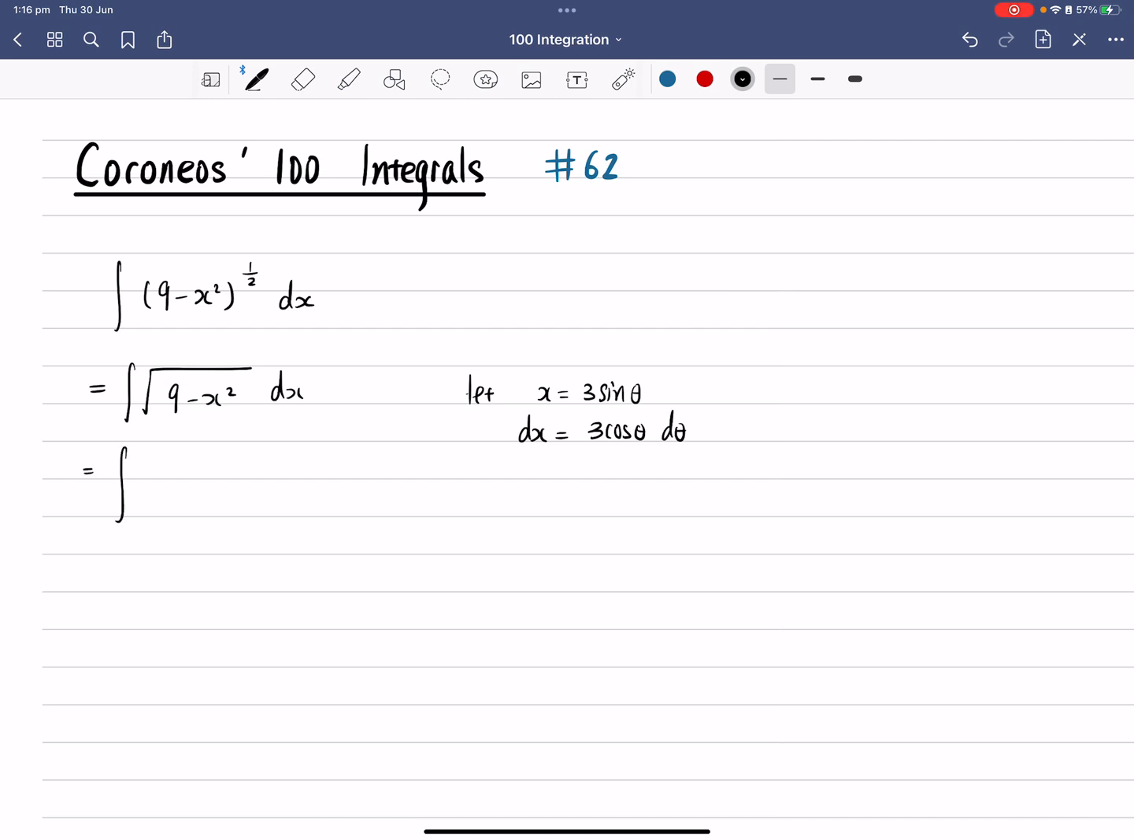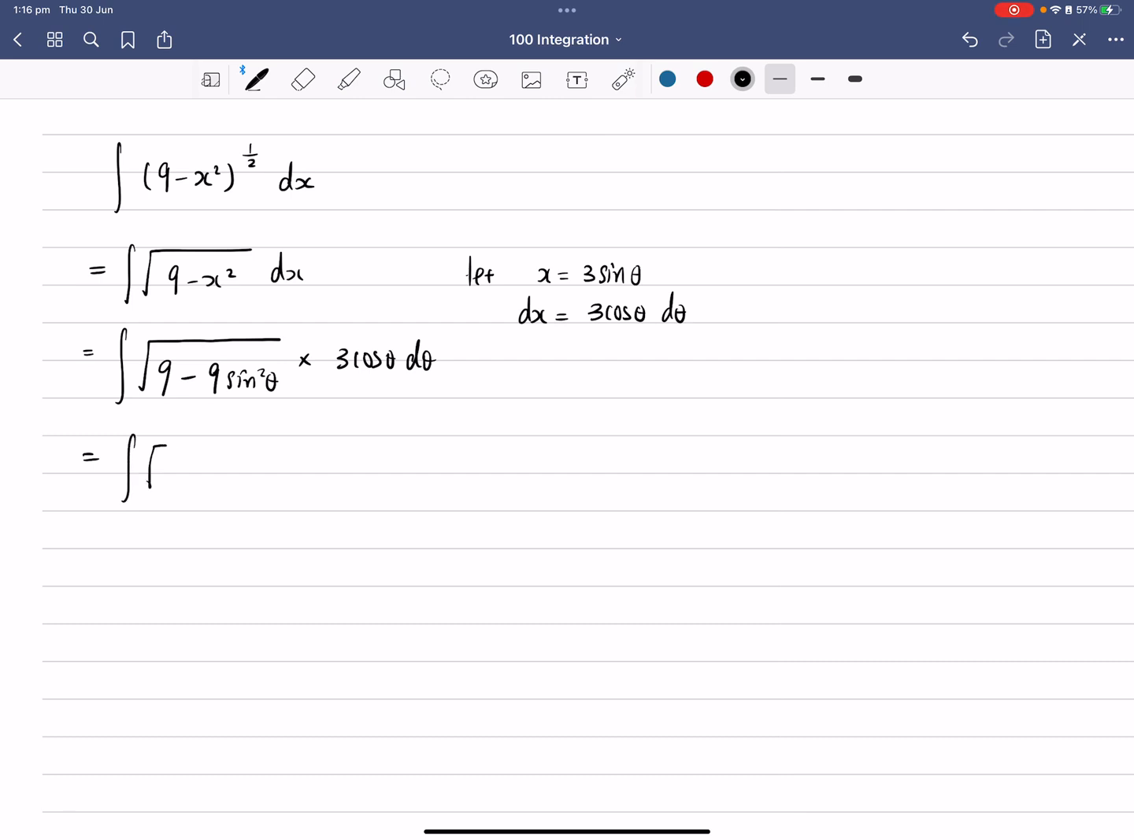Now we can start to do the substitution. So that's 9 minus 9 sine squared theta multiplied by dx, which is 3 cos theta d theta. Okay. All right, so now what's inside the square root is going to be 9 cosine squared theta, and we'll still multiply by 3 cosine theta d theta here. All right, so once you've got this, we can remove the square root, so that we end up with 3 cos theta times by another 3 cos theta, and we end up with just cos squared theta that we need to integrate.